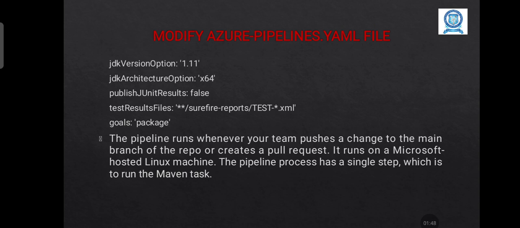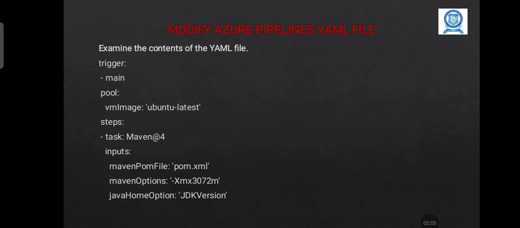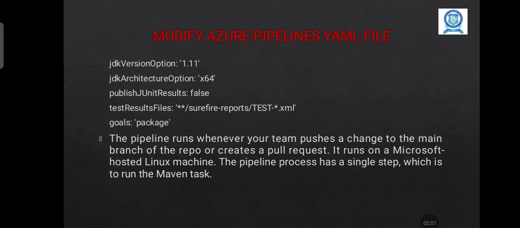The pipeline runs whenever your team pushes a change into the main branch of the repo or creates a pull request. It runs on a Microsoft hosted Linux machine. The pipeline process has a single step, which is to run the Maven task. So these are the things already defined in the example existing pipeline.